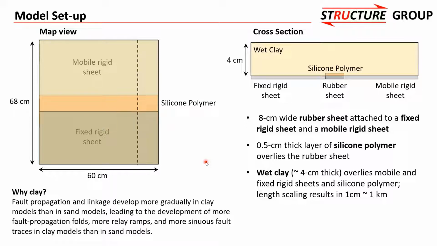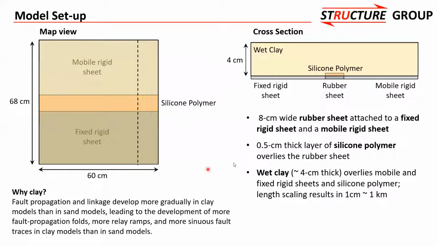In clay, fault propagation and linkage develop more gradually than in sand models. This leads to the development of more fault propagation folds, more relay ramps, and more sinuous fault traces in clay models than in sand models. Especially since I was looking to understand fault interactions and how faults initiated and propagated, this was the ideal medium to use in the models.